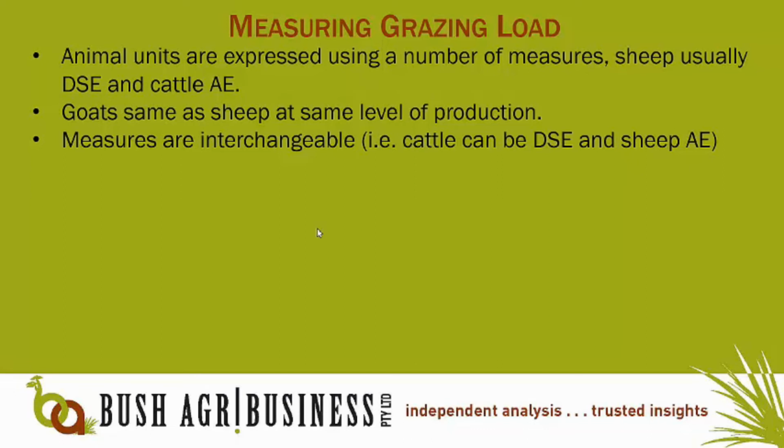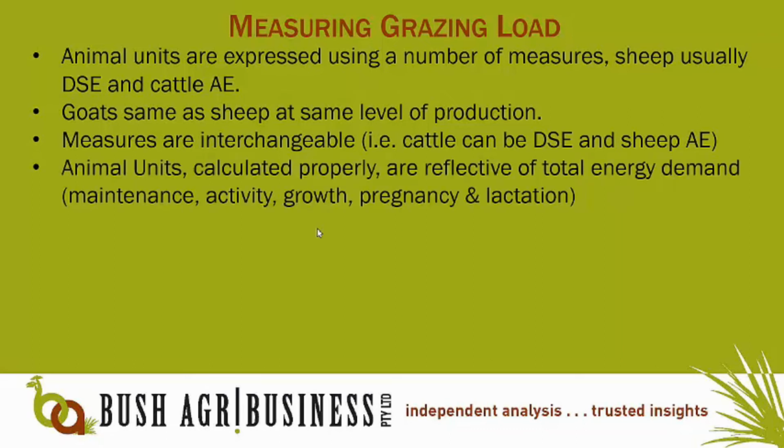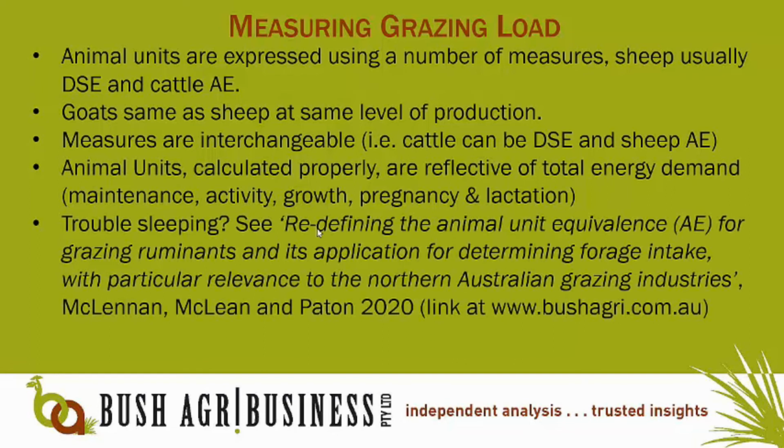DSE is obviously common for sheep in the south. Just about all livestock classes are expressed in DSE. People talk DSE for cattle, and in the north the AE is the main one. But they're interchangeable and can be looked at in either. And the animal units, if calculated properly, reflect the total energy demand for that animal. So what they need for maintenance, for walking around, for growth, pregnancy and lactation. They can't just reflect maintenance, or that's inadequate. We want to know the total energy demand because that affects what they eat.